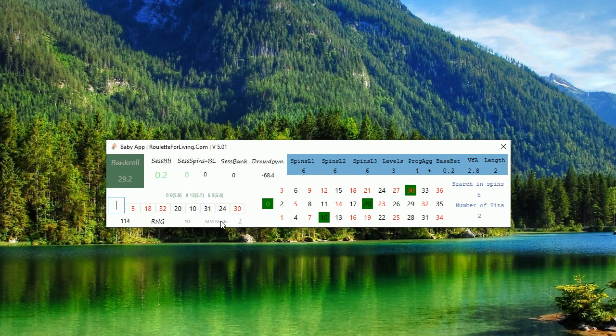Money management mode says 2. You are playing with this money management setup. If I double click on that, this will change to 1 and my money management changes as well. Now I'm playing 2 levels, so this number 2 is not used because I'm playing only 2 levels and 2 times 8 spins. I can change it back if I double click again. So money management as such, we already touched that.